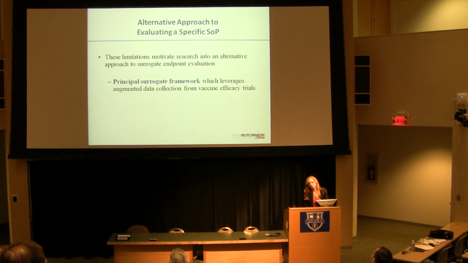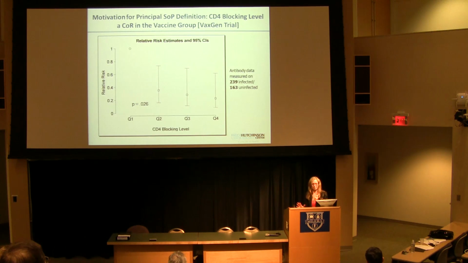So the alternative approach is called the principal surrogate framework. This leverages augmented data from vaccine efficacy trials. This is the idea that's new, and some people may have heard it, but the first time I heard it, I thought I was a little crazy. But it was a long time ago already, so I'm used to it now.